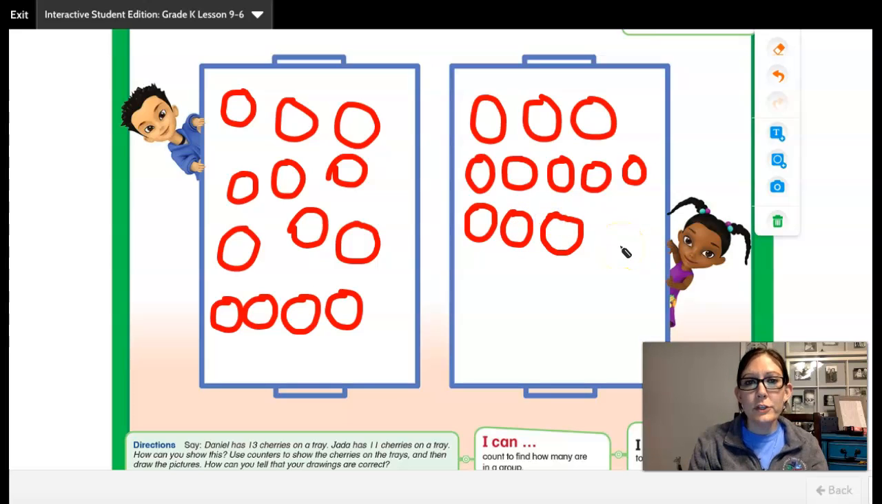Now, what could we do to make sure that we are correct, that our drawings are correct? We could go back and recount them, right? What counting strategy would you use to make sure you counted all of the cherries? Are you thinking marking? Me too. We could go back and mark every cherry and recount them to make sure that we got them all. We're going to get some practice with that today, so don't worry about doing it right now.